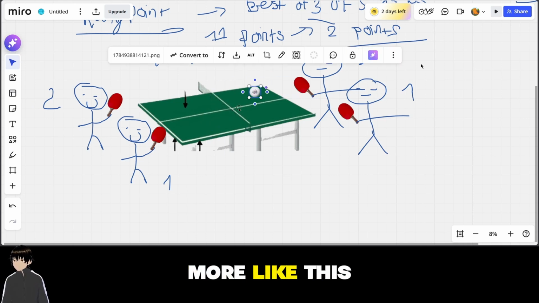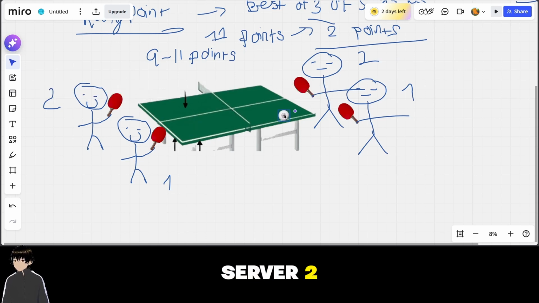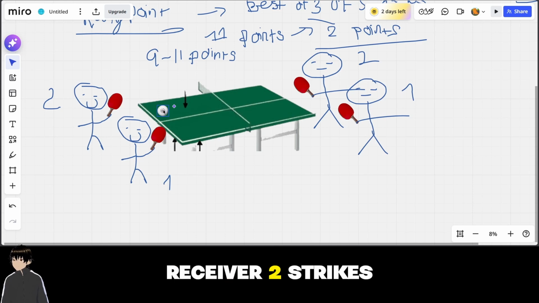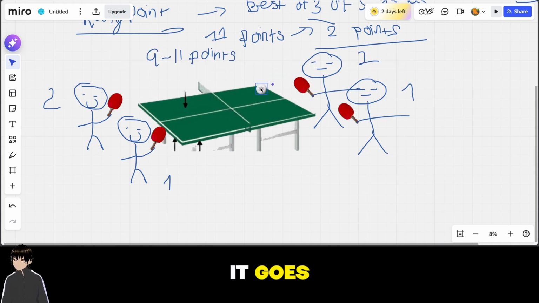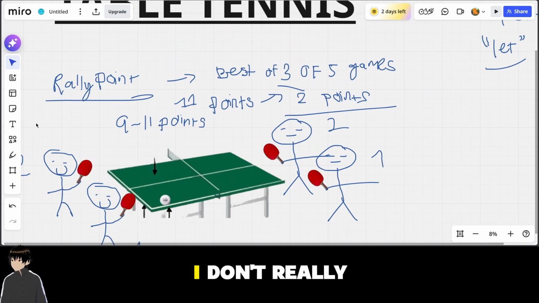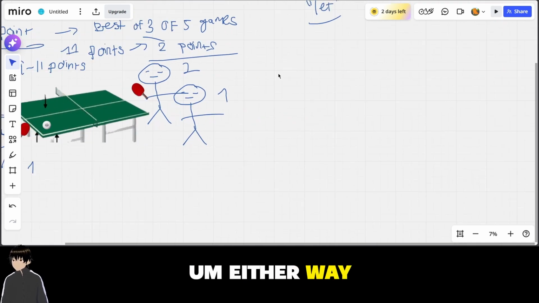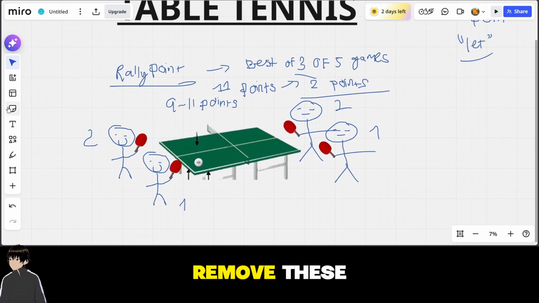I think it's more like this. The ball goes here to receiver one. Receiver one strikes the ball to server two. Then server two strikes the ball here to receiver two. Receiver two strikes the ball to receiver one. That's basically how it goes. So that's how it works when you have two people, I believe. I could be wrong, but that's my understanding of it. I don't really play table tennis, just for your information.